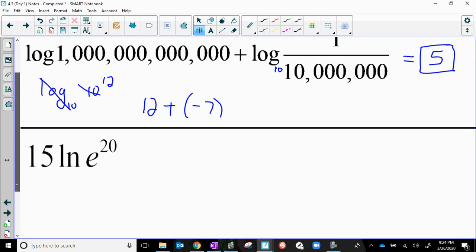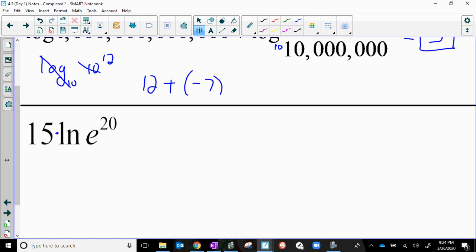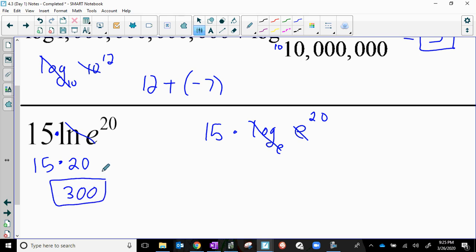All right, next example. Order of operations. We're going to do this multiplication last. So we have the natural log of e to the 20th. This is really saying 15 times log base e of e to the 20th. These cancel, so that gives us 15. That says times the answer, not raised to the answer. It clearly says times. So 15 times 20 is 300. Again, it's a problem you should be able to do without a calculator.